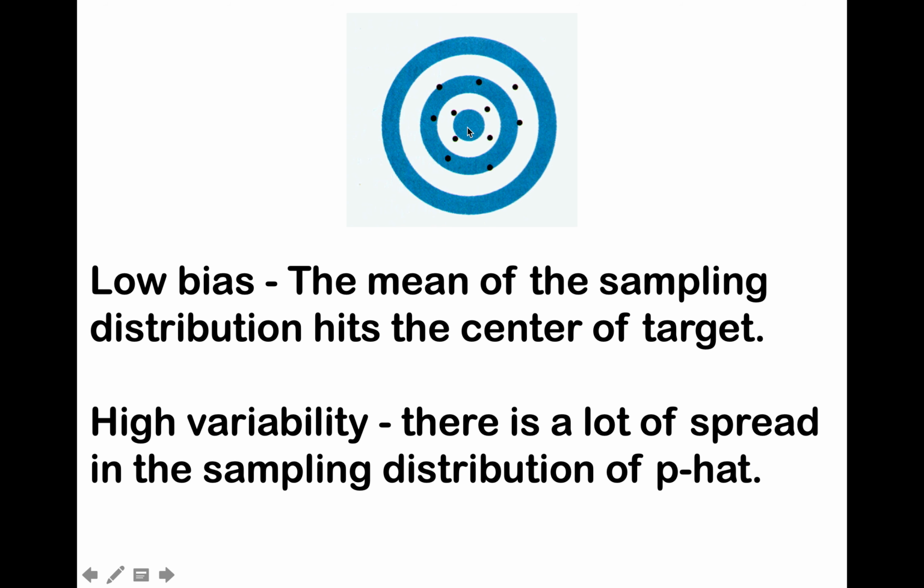Or maybe you have low bias, which means the sampling distribution hits the center of the target. Notice here's the center, the true proportion, but you have high variability. There's a lot of spread in the sampling distribution of p hat. That's what we saw when I did the sample size of just 100 instead of 2,500. We had that issue.